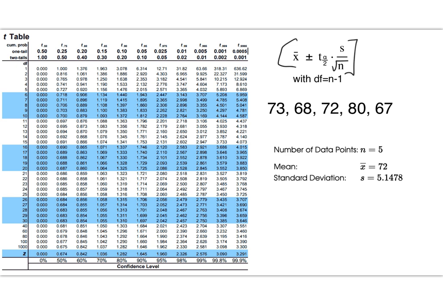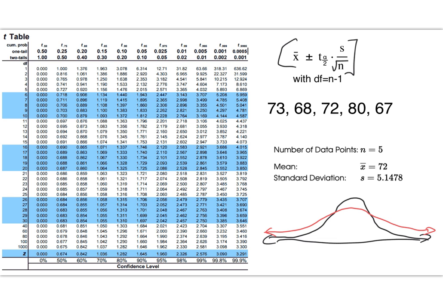The relationship between the z and the t is this. If this is a standard normal curve, the student's t distribution is going to be still mound-shaped, but it's going to have more data out on the tails. It's going to be less condensed around the middle.